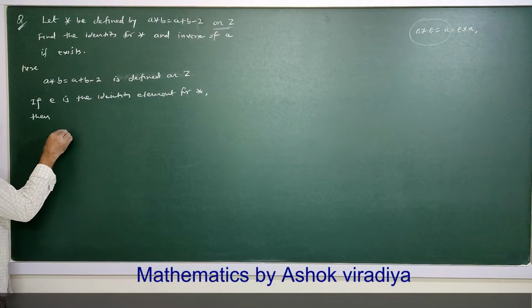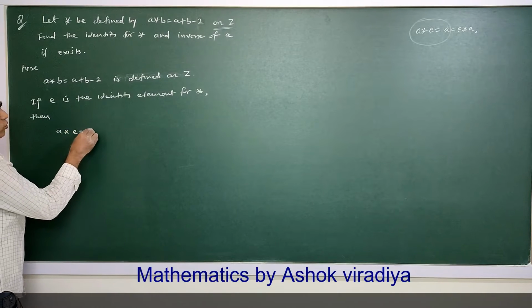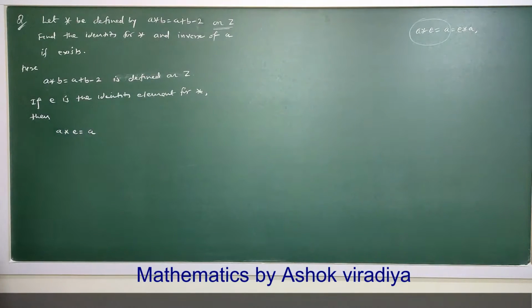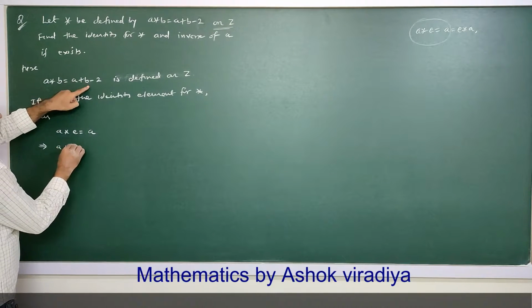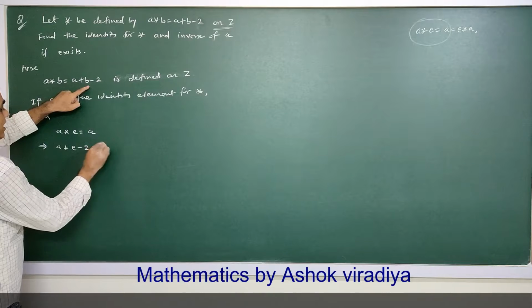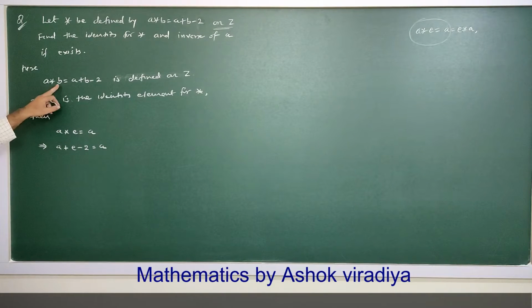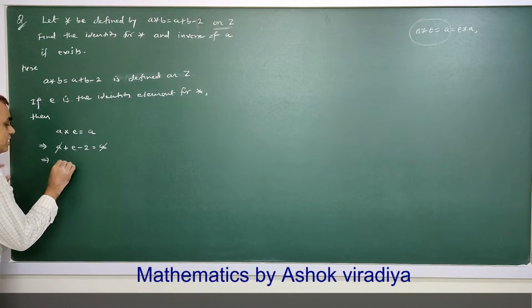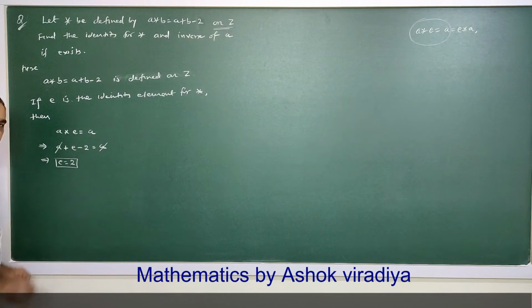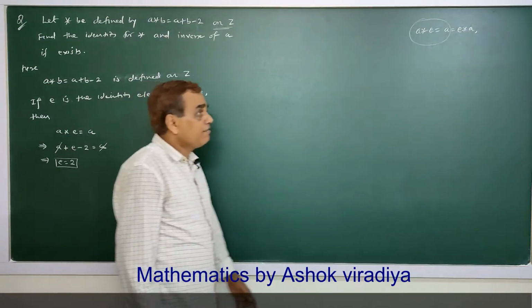A star E equal to A. So A star E is A plus E minus 2 equal to A. Replace B by E, so A star E is A plus E minus 2. Now here A can be cancelled, so E is 2. So this is obtained from this part.